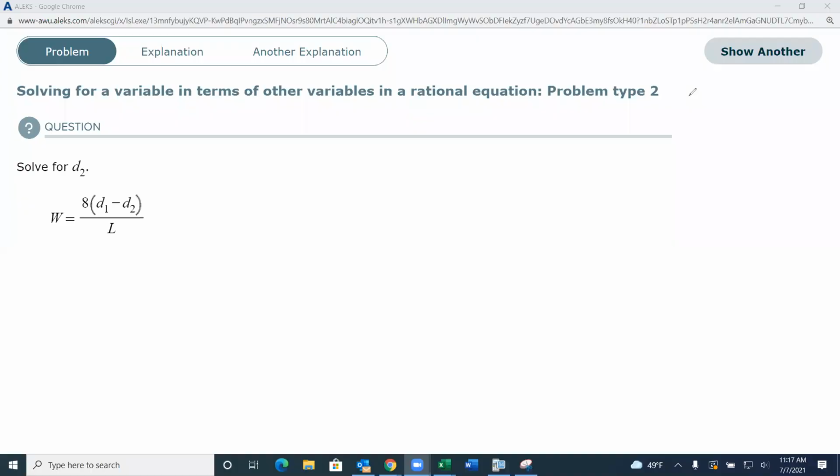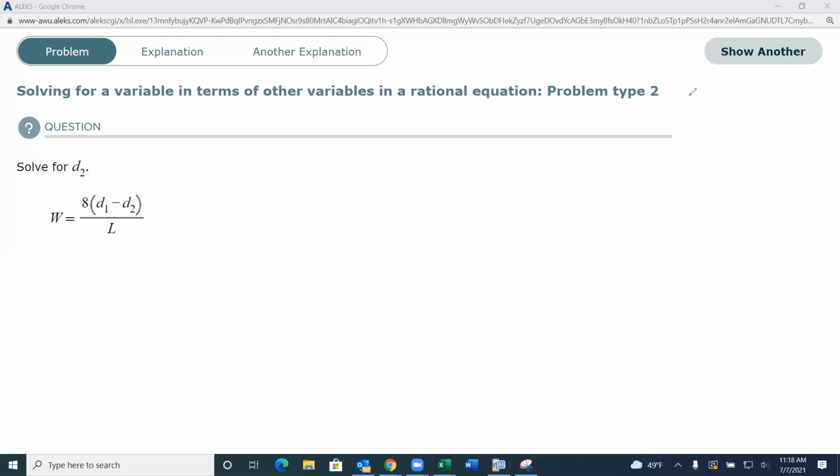Okay, on this one, we're going to solve for D sub 2. So there are 4 distinct variables. There is W, L, D sub 1, and D sub 2. It's not D times 2 or D times 1. It's just a way of distinguishing between 2 different values of D. Like, for example, maybe D stands for the diameter of a circle. And we say, hey, we've got one diameter, we have another diameter, and we want to distinguish them. So we just say diameter number 1, diameter number 2. Okay.